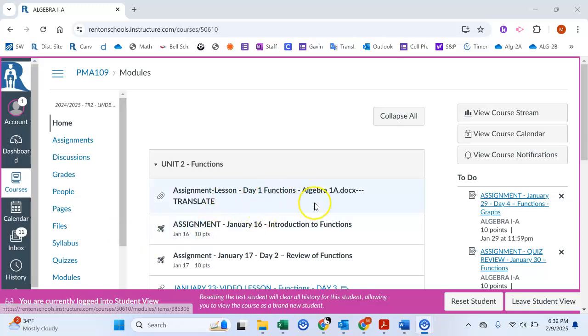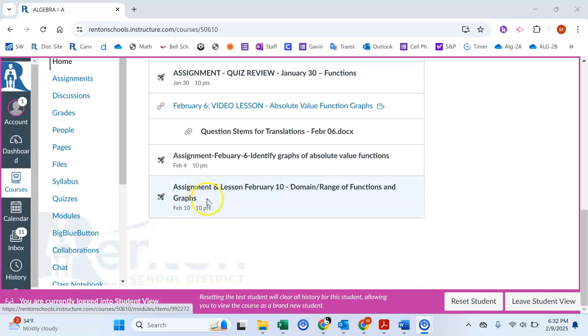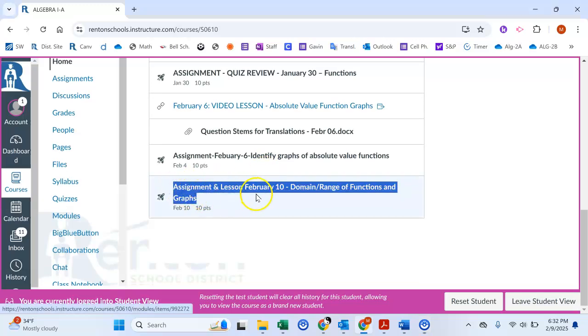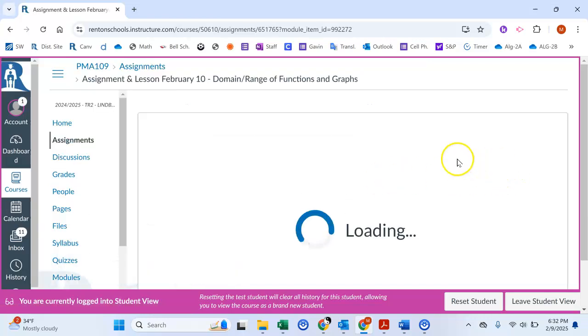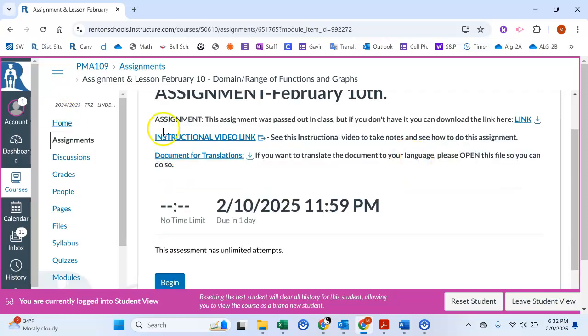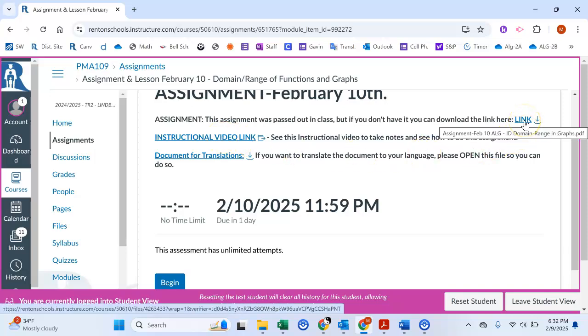Hello, today we are covering functions. Go to the home page, go to the bottom, and we're going to be doing this one right here, February 10th. If you click on that, you already have probably, but the video that you see is going to be instructional videos right here, a YouTube video. And then this is the assignment right here. I probably already gave it to you in class, but you can click on that link.